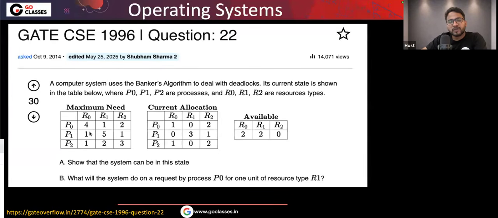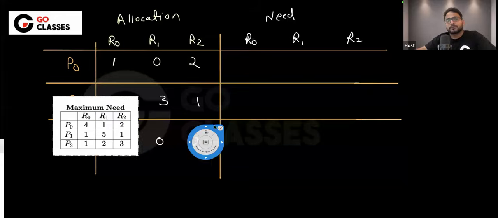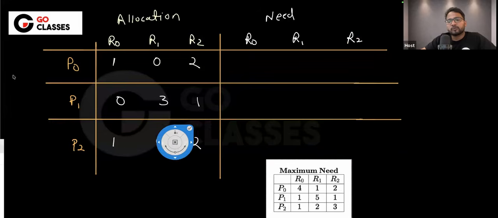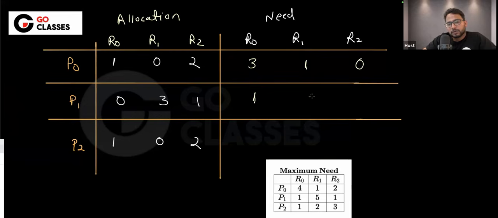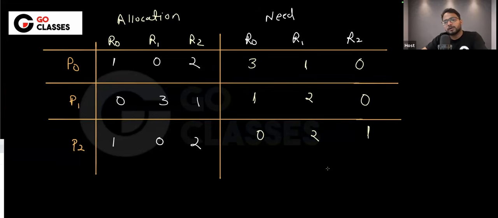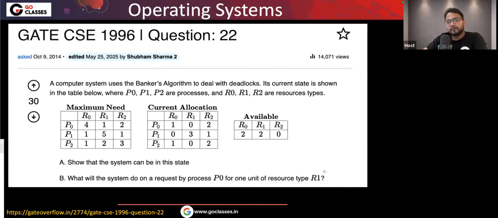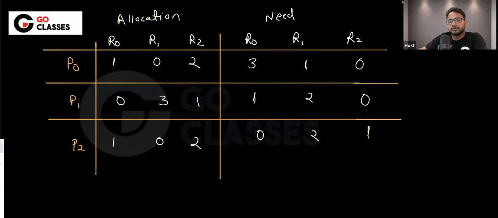So 412. Maybe I can just copy this table there. So 412 minus 102 will be 3, 1, 0, right? Then 1, 2, 0, and 1, 2, 3 give 0, 2, 1. This is the need. So you can now remove this. Now what is the available? Available is 220.